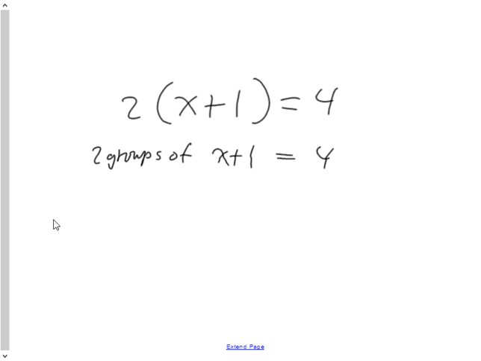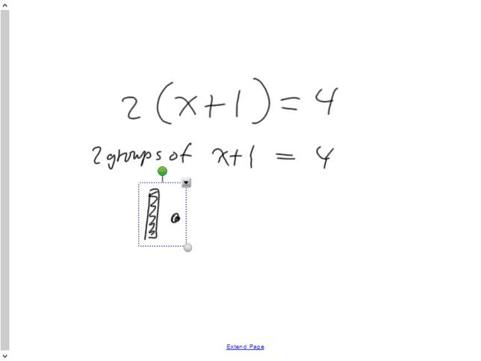So two groups of x, because "of" means multiplication. So really this is 2 times the value of x plus 1. All of these things here, 2 times the value of x plus 1, or two groups of x plus 1, mean the same thing. So if it means the same thing, what we're going to do here is draw one group of x plus 1 to model it.